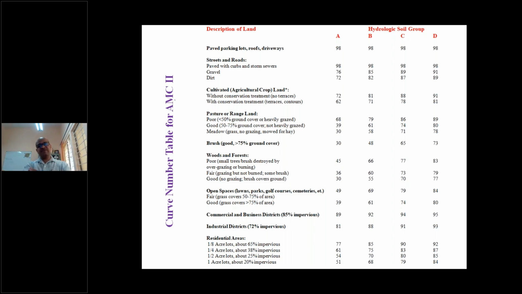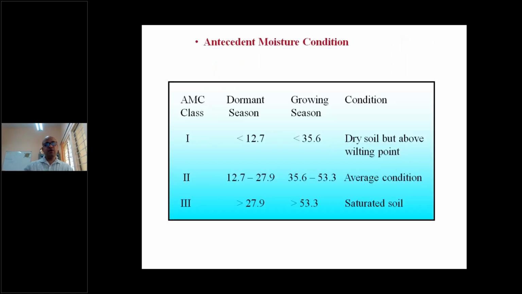So to continue our discussion, this table will help us in finding out the correct curve number as a function of land use and soil type. However, curve number should also be a function of terrain and a function of soil moisture. So to make curve number a function of soil moisture, one more loop has been added in this SCS curve number method, which is an AMC class.